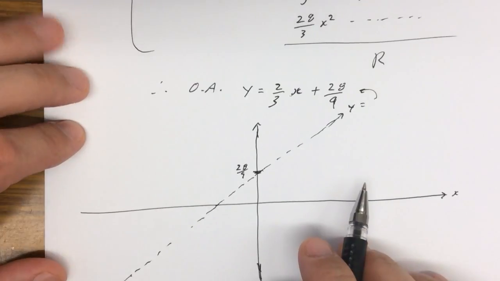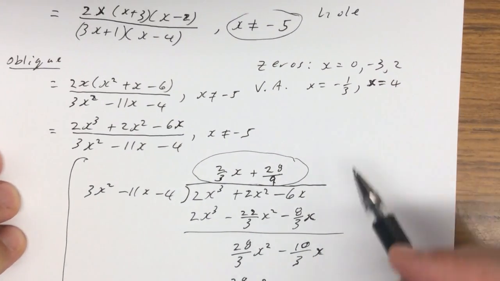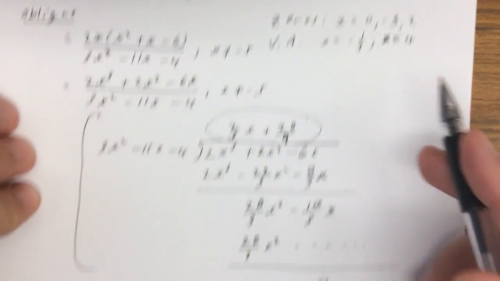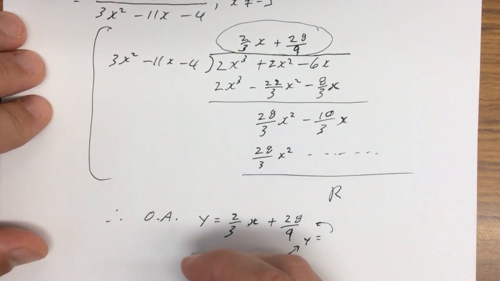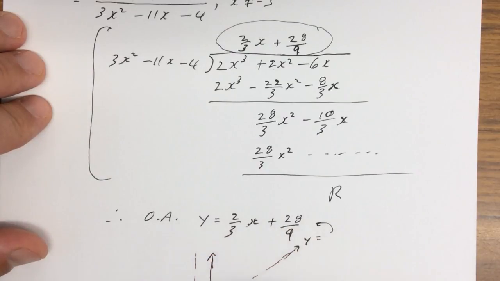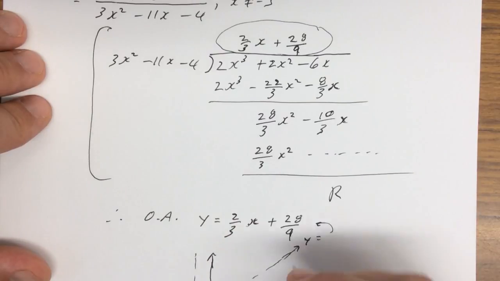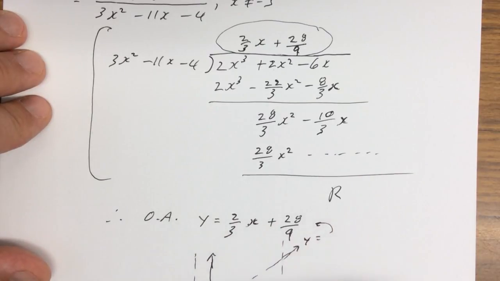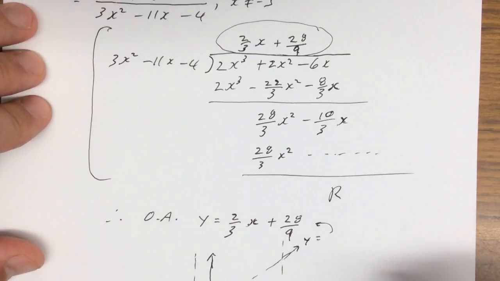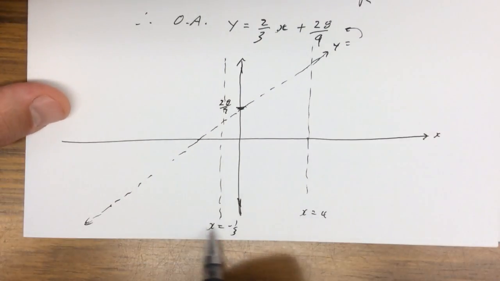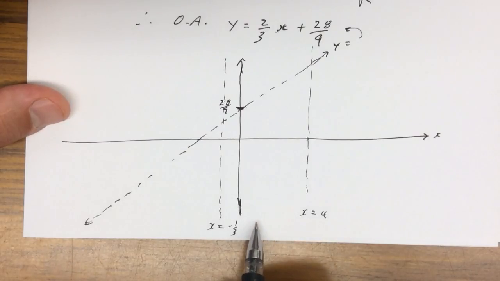So let's look at the other information. So we've got now a vertical asymptote at negative 1/3 and 4. So at negative 1/3, maybe off scale here a little bit, it's going to be a vertical asymptote. And then 4 will be out here. Okay. So there's our vertical asymptotes, about, not the best scale.